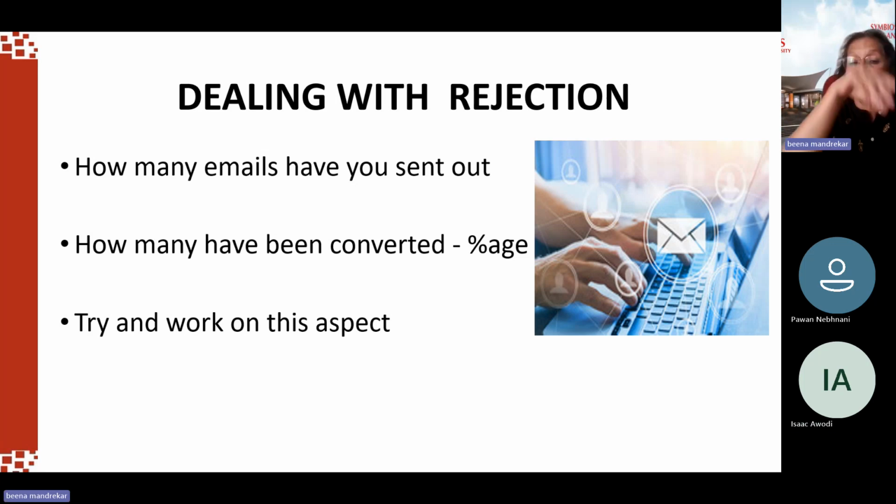Suppose you want a job. You send out an email to certain hiring companies and say, listen, these are my details. This is my CV. I want a job in your company. How many emails have you sent? How many of those emails have responded positively and said, come and meet me tomorrow or send me more details on that?